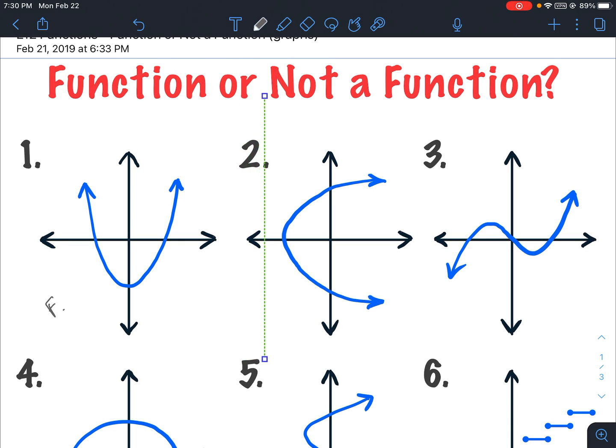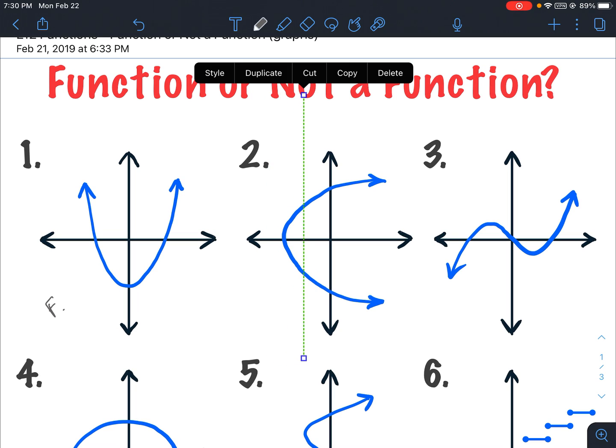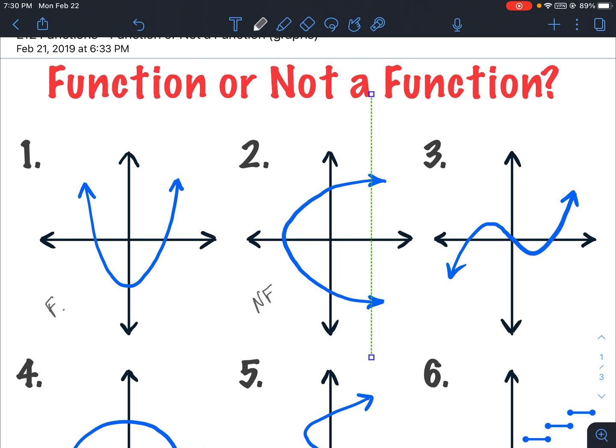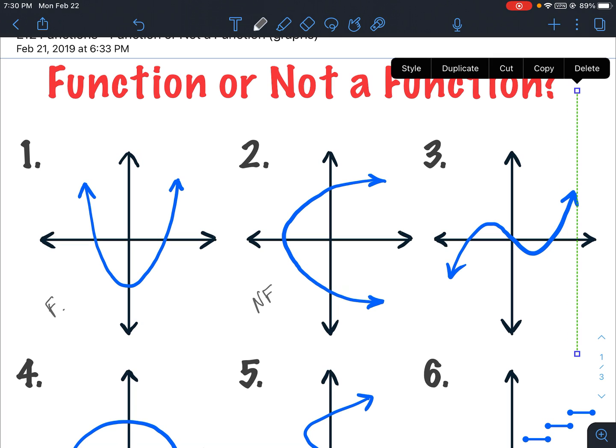Number 2, it might go through only one point here, but as soon as I move it here, there's multiple places where it goes through more than one point. Therefore, this is not a function. Number 3, does it ever go through more than one point on the graph? No, it doesn't. So this is a function.